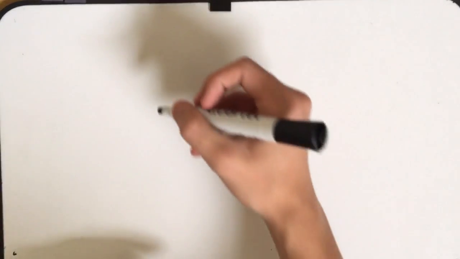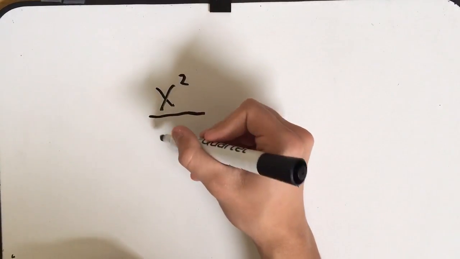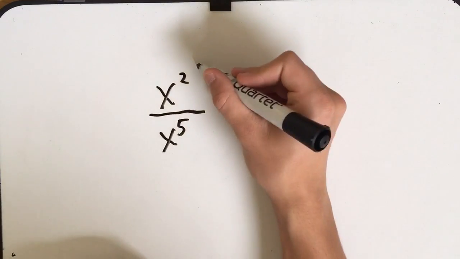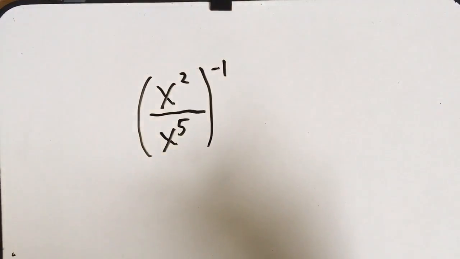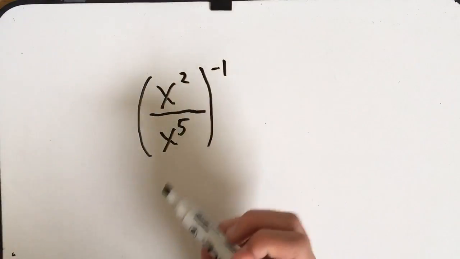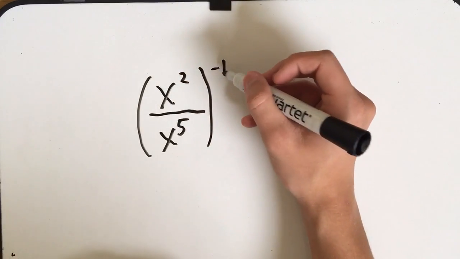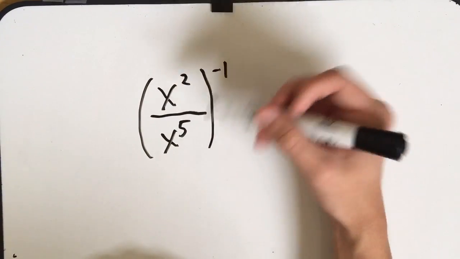Alright, let's try one more. So we got x to the 2 over x to the 5, all under negative 1. So this is what I see. I call this an earthquake because I don't really know why. I just kind of like the word earthquake, because it shakes everything. When you put this negative 1 here, you have to flip everything.